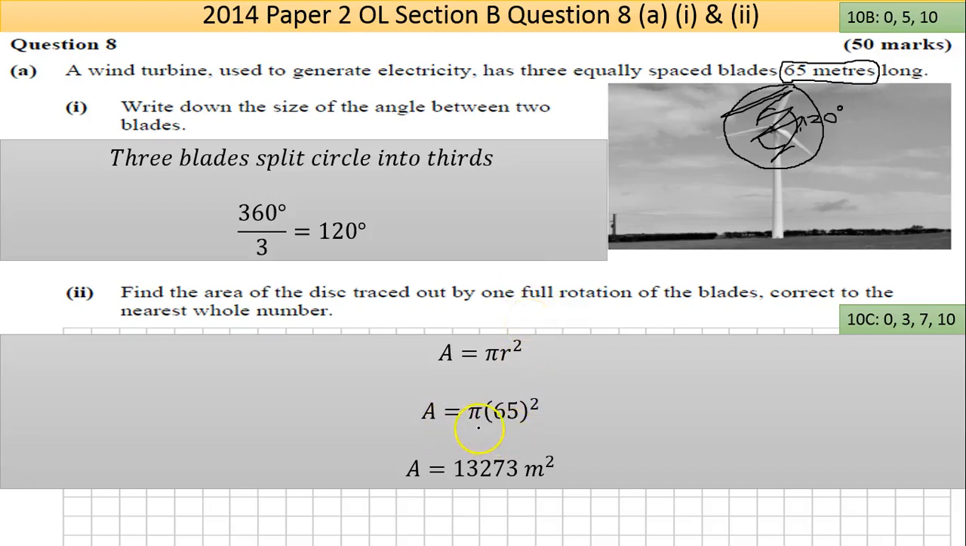So we've done that here. Pi times 65 squared is the same thing as the number 13273, and I've already rounded this to the nearest whole number. Make sure to put the units in: the units are meters, and because it's an area, they're squared. Job done.